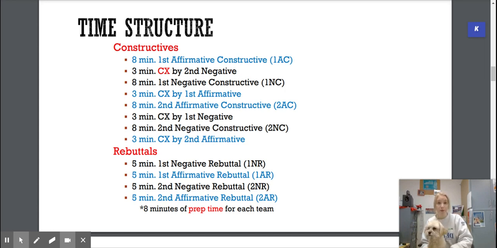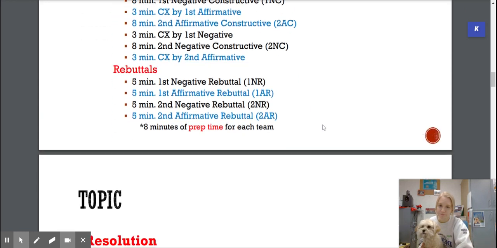If your opponent's speech is next, you cannot use prep time before their speech unless you're using your opponent's prep time. So each team gets 8 minutes. So essentially everyone gets 16 minutes of prep. You only get to determine though when you take 8 minutes of it.